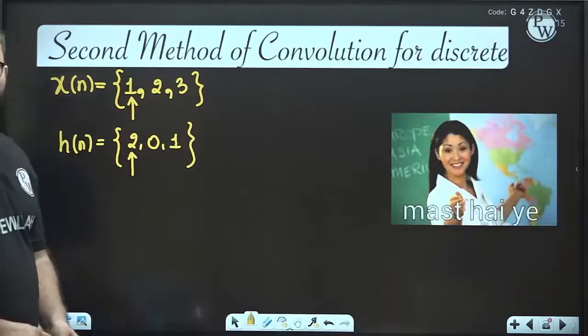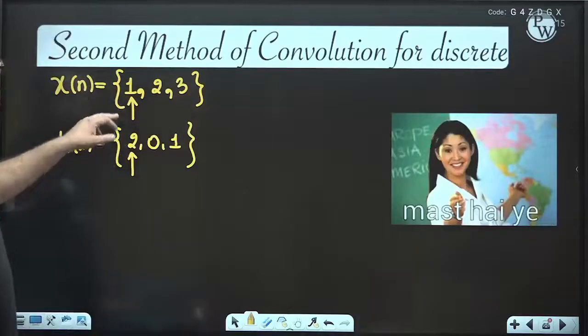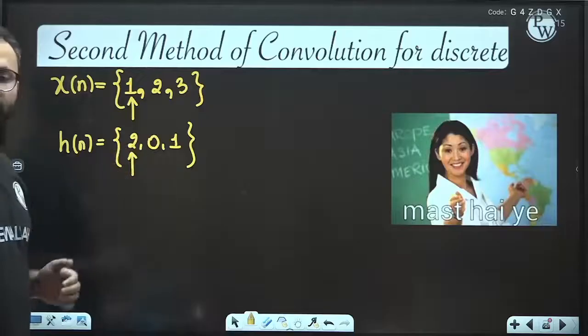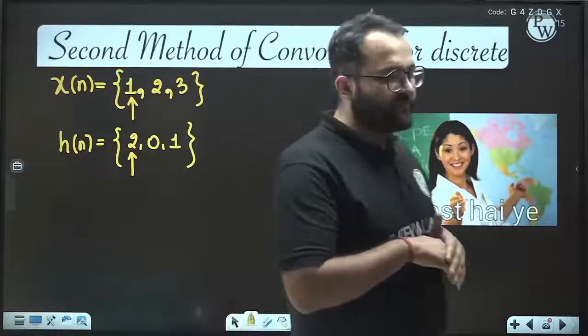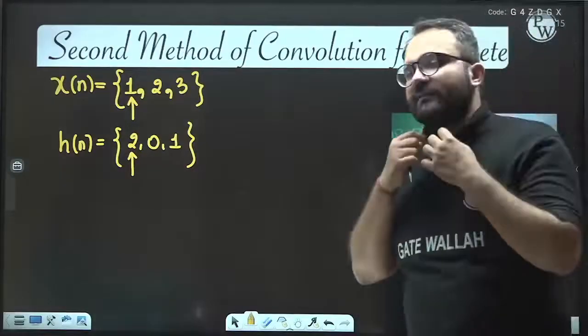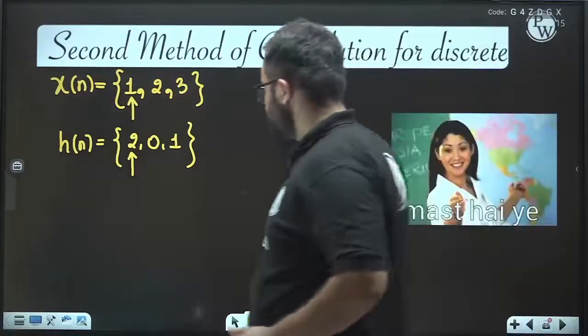Now we want to convolve them. We can see that both are starting at the zero location, so the result will also start from the zero location. The convolution can be done by the formula, but there is one more method, called the tabular method, matrix method, or any name you like.